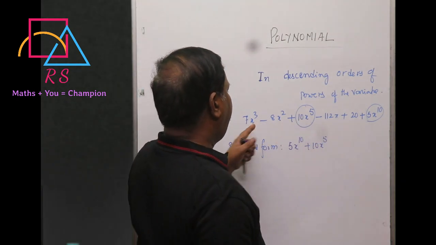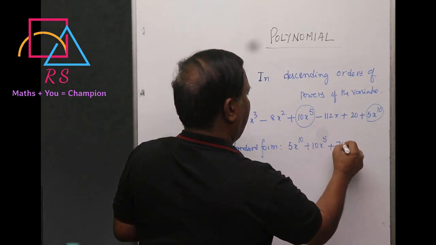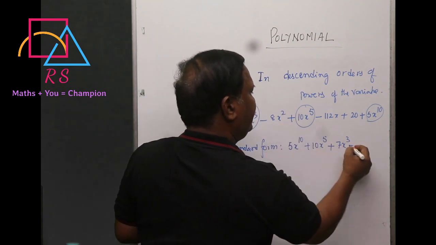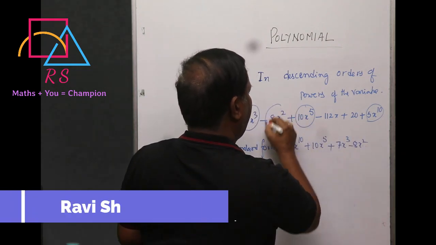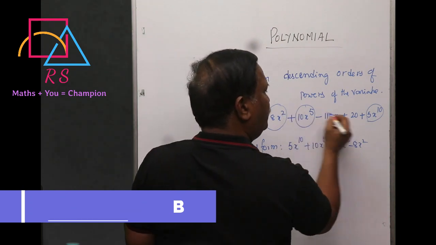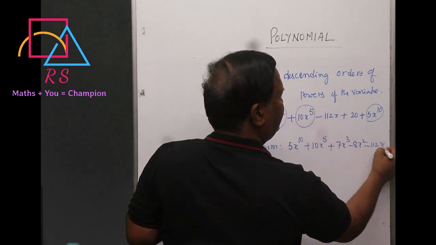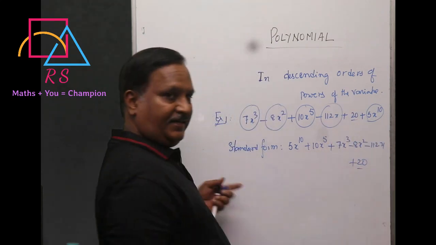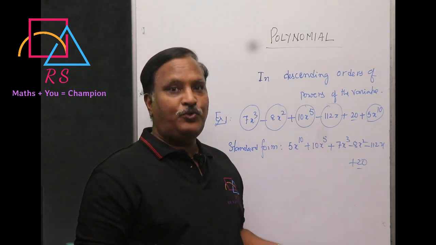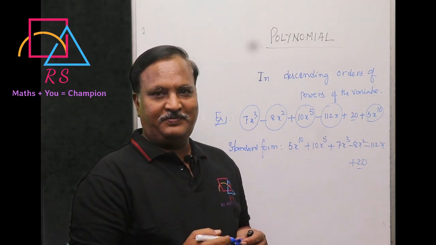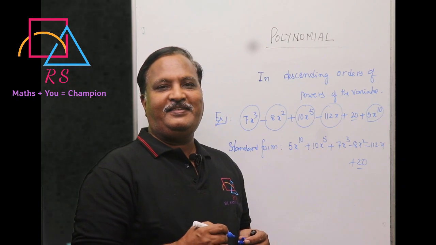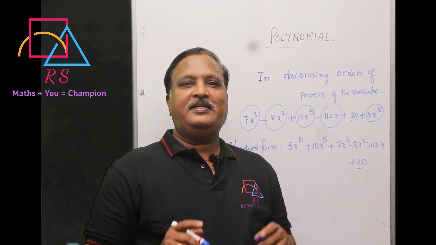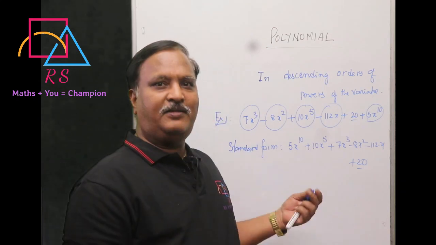After 5, 3 is the next, and then minus 8x square, and after 2, 1, minus 102x, and then finally the constant. Very simple. So this is how to write the standard form. I hope you have understood, right? In my next lesson, I am going to teach you a little more about polynomials.